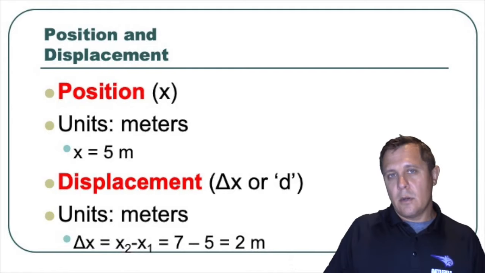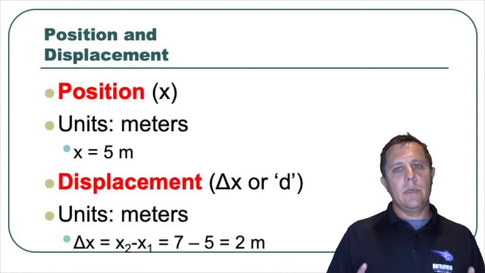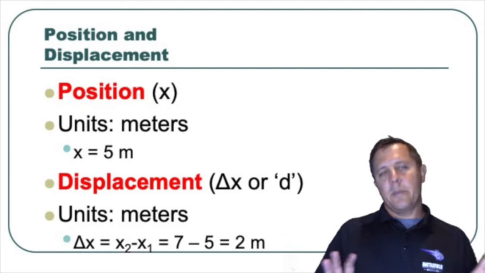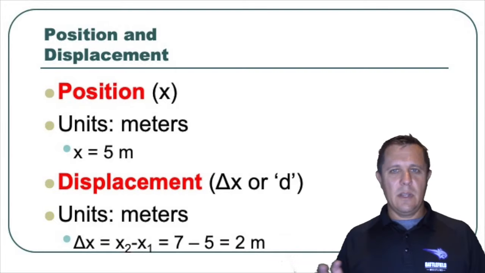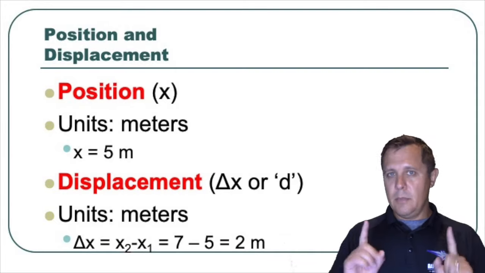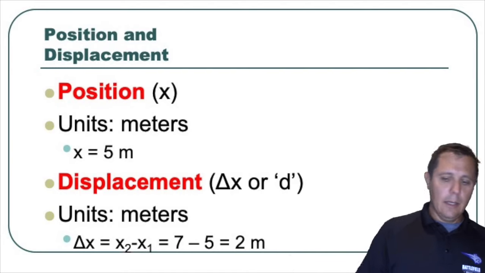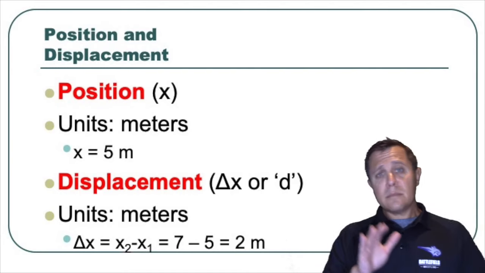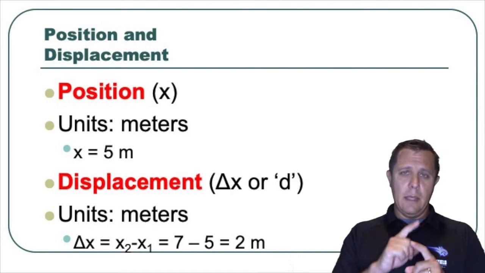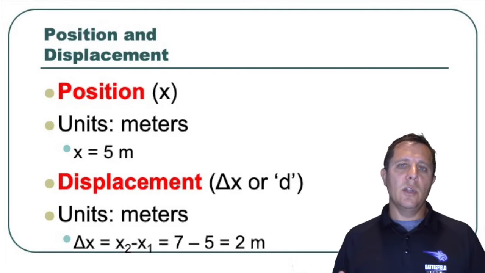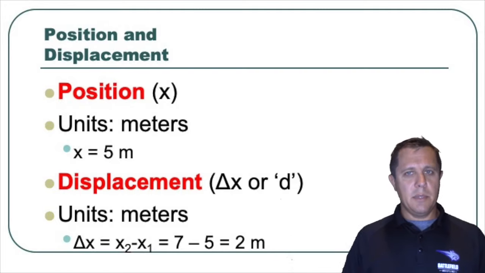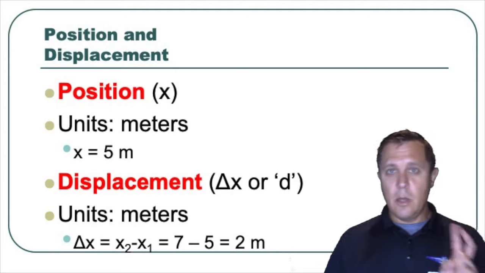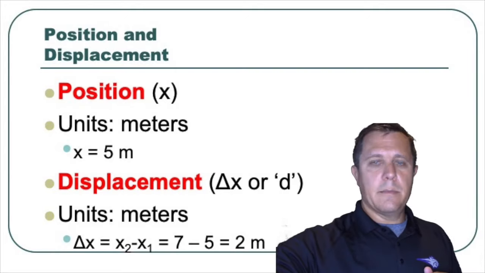Or we could even use the letter D, but we're going to have to be careful, because we also have to be careful about distance and displacement. They're a little bit different. I'm going to talk about that next slide. Okay, so displacement also would be X, but we'd say delta X, and the units would be meters, just like position. Okay, so there you go. 2 new words for physics.